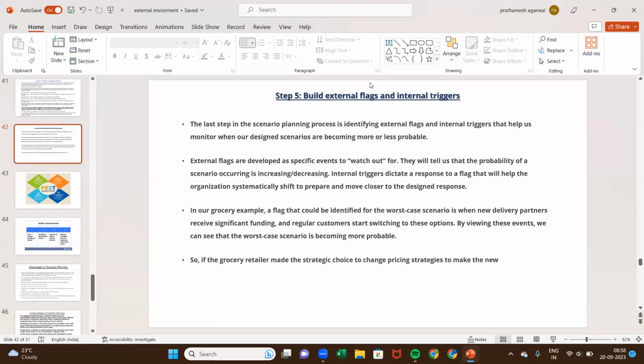Then build external flags and internal triggers. The last step in the scenario planning process is identifying external flags and internal triggers. External flags means external factors that help us monitor whether the scenarios we designed are becoming more or less probable, if our scenarios are right or wrong. External flags are developed as specific events to watch out for. Like, we will watch out whether this factor is working or not.